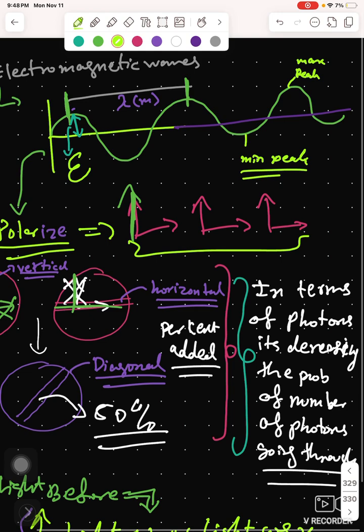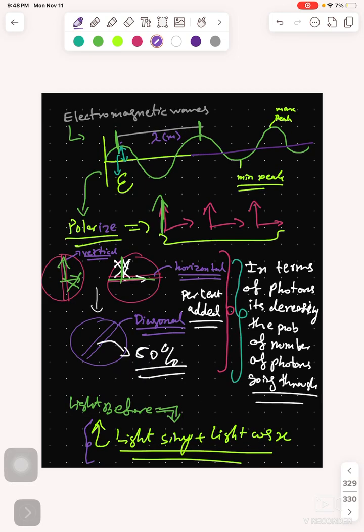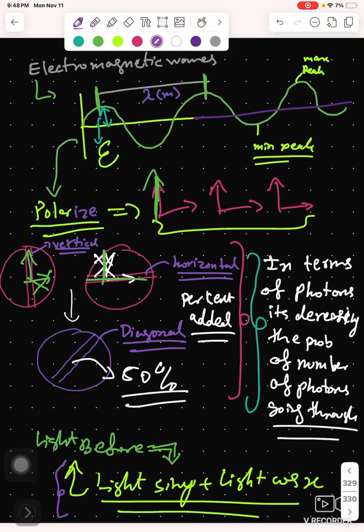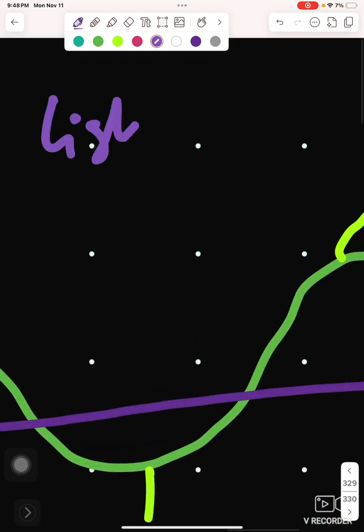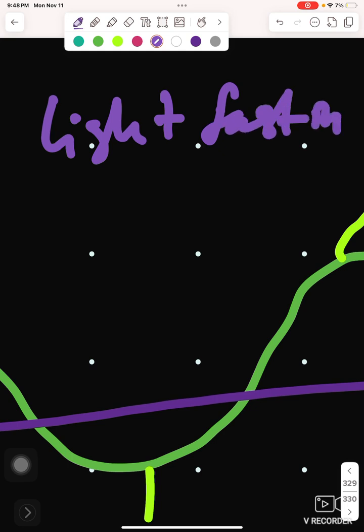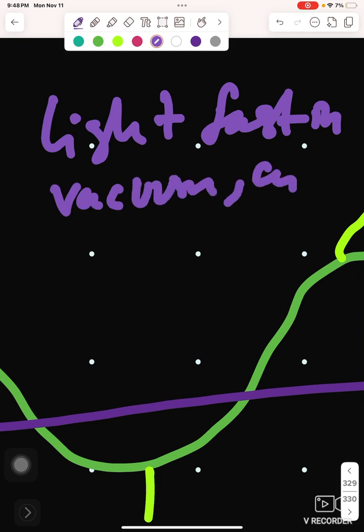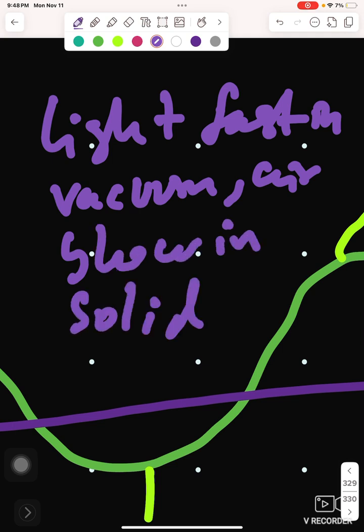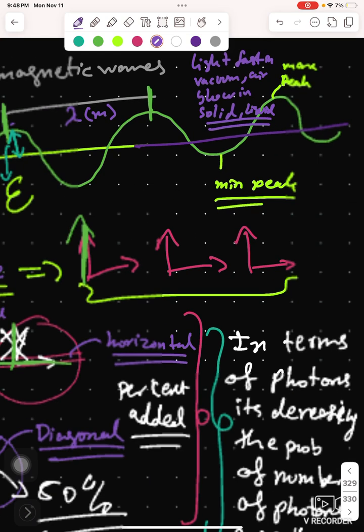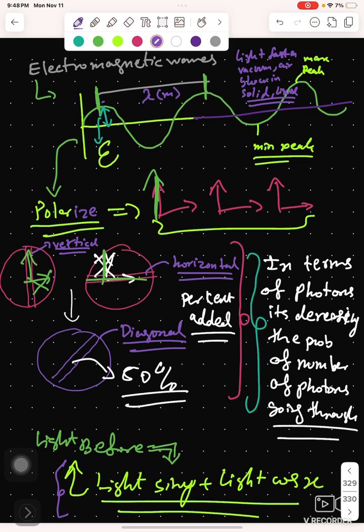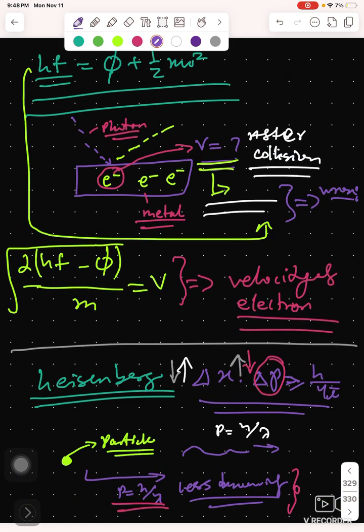Also the property of light is that light is fast in vacuum and air, and slow in solid and liquid, so it will bend. And what else do we have?